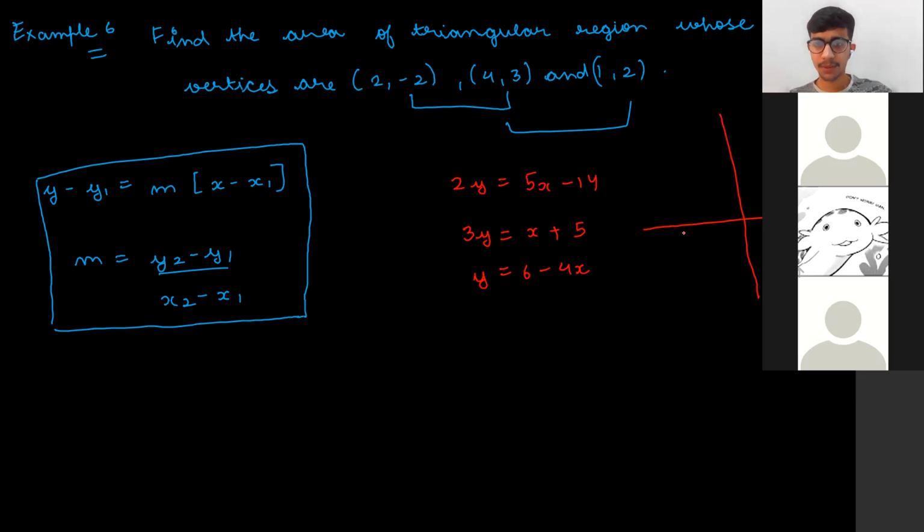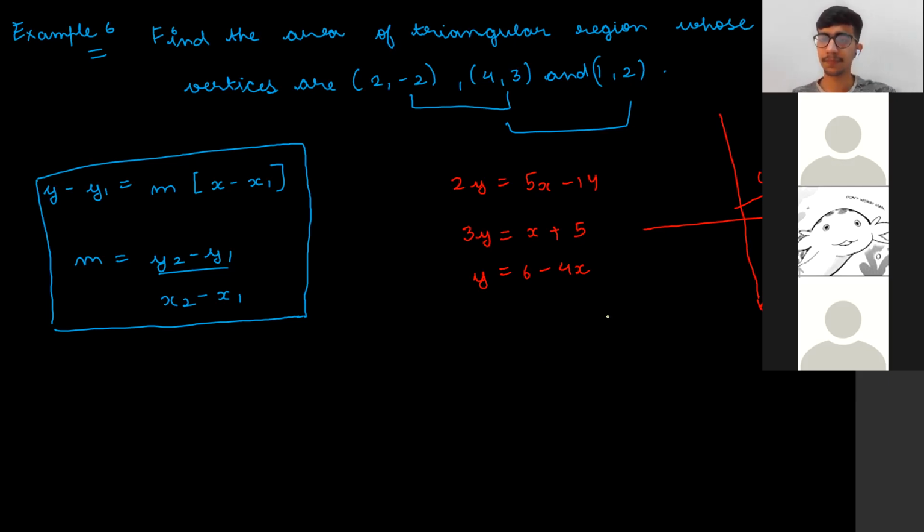So it's 2 comma minus 2, that means over here. Then we have 4 comma 3, that means this point. Then we have 1 comma 2, so that's over here. Okay, so this is one line. This is the second line. And this is the third line. Yeah, go on.